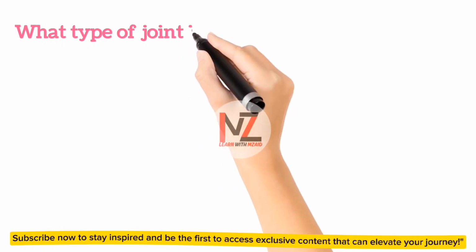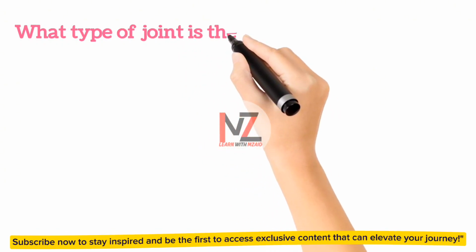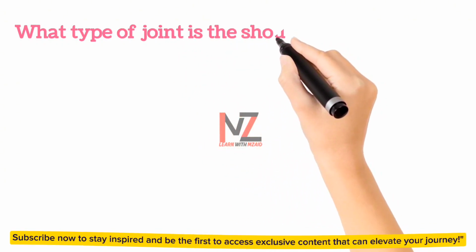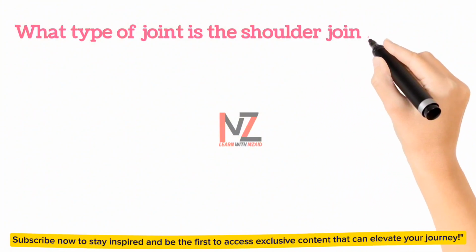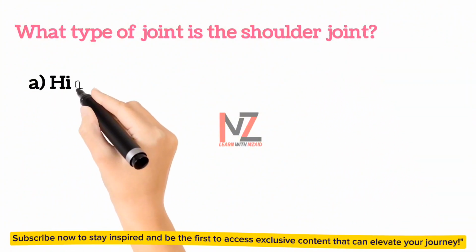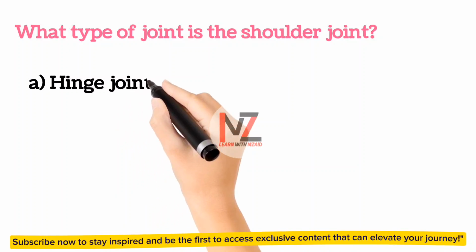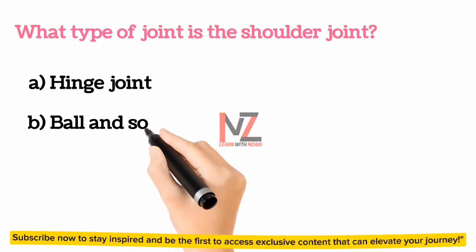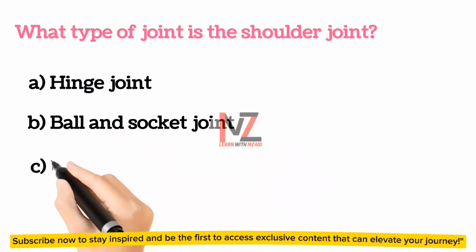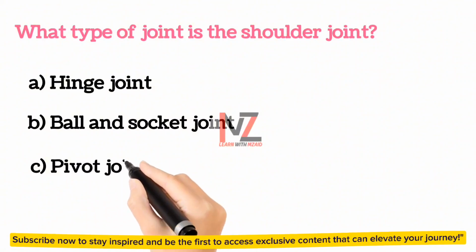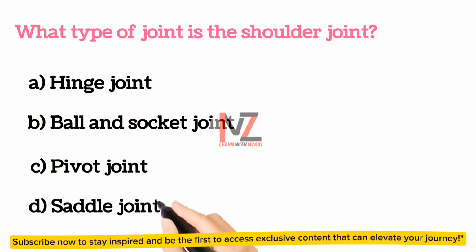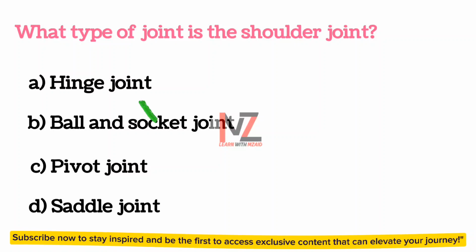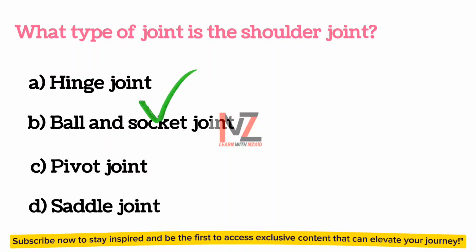Now, the next question is, what type of joint is the shoulder joint? Option A, hinge joint. Option B, ball and socket joint. Option C, pivot joint. Option D, saddle joint. And the right answer is option B, ball and socket joint.